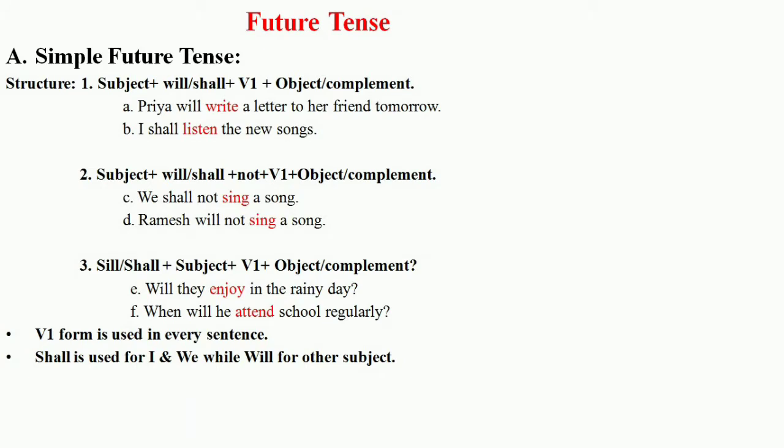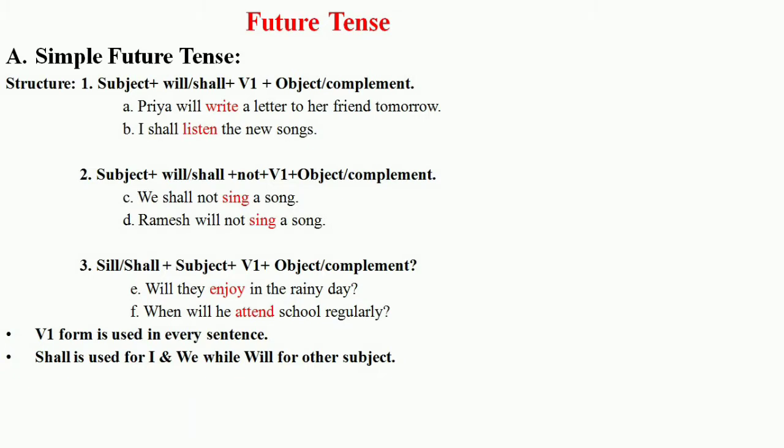So, here is the structure for a positive sentence: subject plus will or shall plus first form of the verb plus object or complement. Examples according to the structure are: Priya will write a letter to her friend tomorrow. So students, here Priya is the subject, will is the helping verb, write is the first form of the verb, a letter is an object, and to her friend tomorrow is a complement.